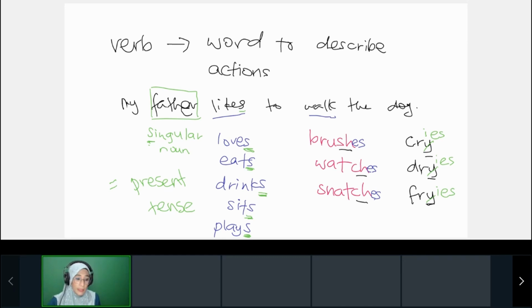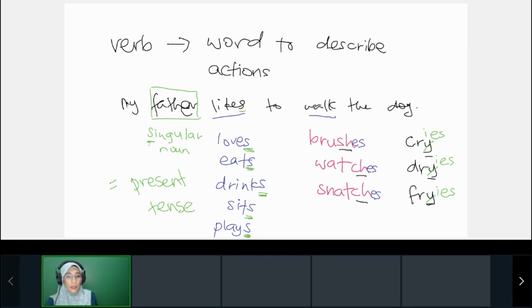If it's in past tense, very simple. Change the s here to d: loved. And not eat. No, no, there is a different spelling. If it's in past tense, it should be ate. Even this one changes to drank. Sit will be sat. Play, yes, play will be played with ed.